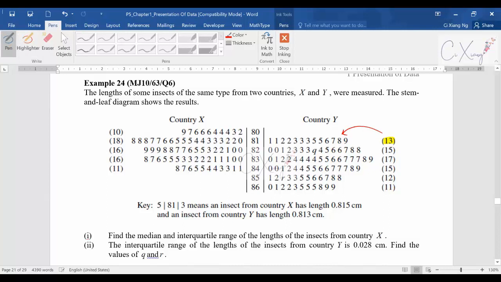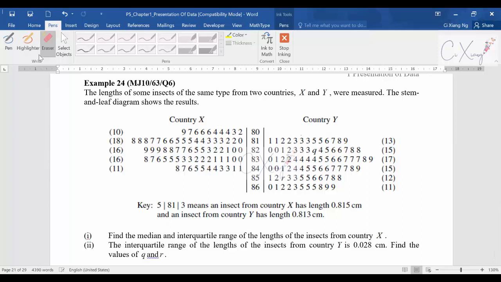So for here you have 13 data. If you don't believe, you can count 1, 2, 3, 4, 5, 6, 7, 8, 9, 10, 11, 12, 13. Therefore, if you total up all the values in the brackets, you will know how many data in total you have for country Y. All right, for country X it is also the same thing.